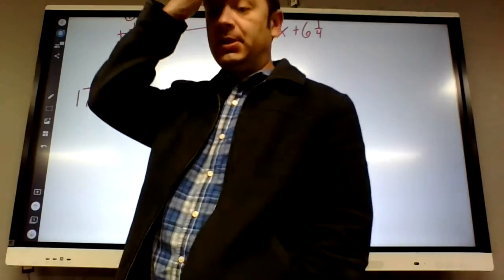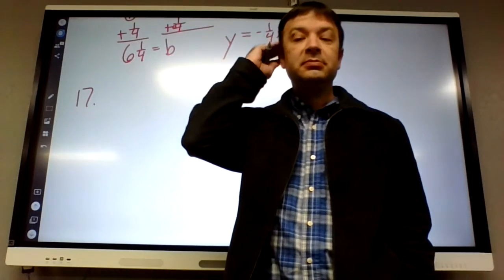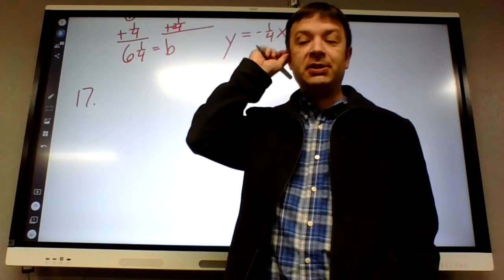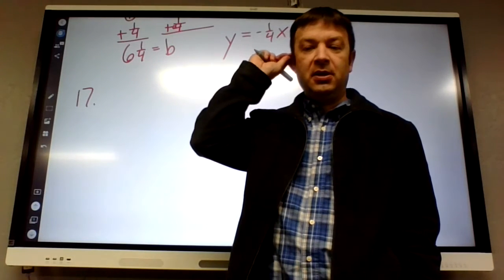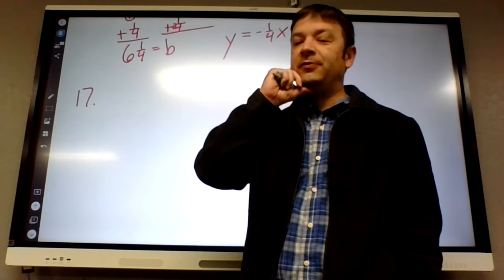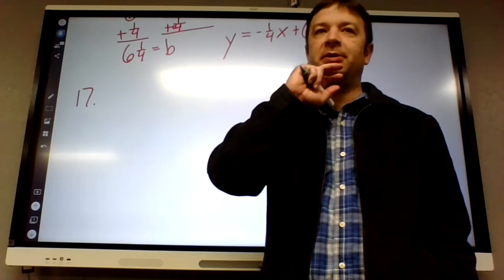Number 17. We can kind of cheat on 17. Does anybody know why? Because we already know the y-intercept. It's telling us 0, 4 is a point on the line, and 0, 4 would have to be the y-intercept.